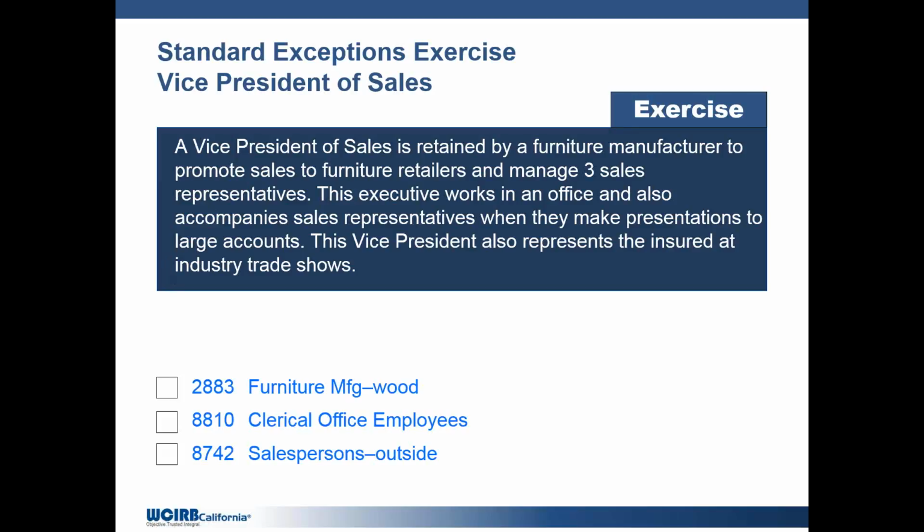Okay, for this next question, we had a strong majority, 74% of you, saying that this VP of Sales qualifies for 8742. And that is correct. The idea here is that he works in an office, but he does have some outside exposure. Now, he may not be going out every day or every week even. He may be going out only a few times a year. But it's part of his job to go out and represent his employer in a public relations capacity, and that is consistent with 8742.